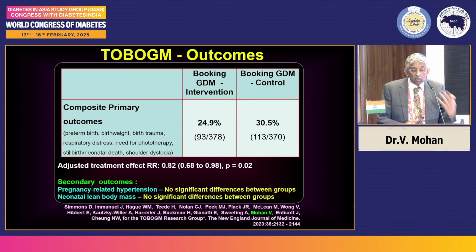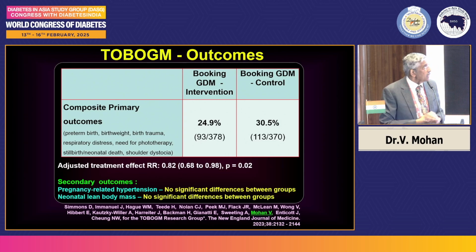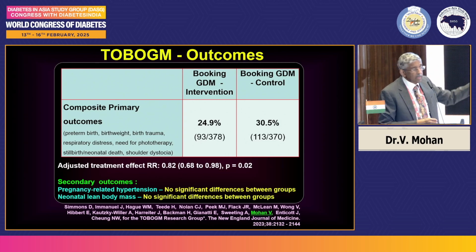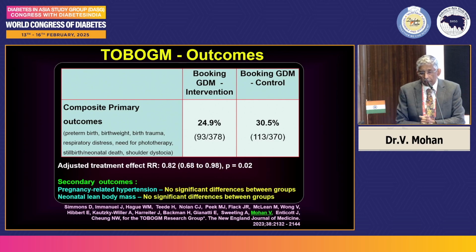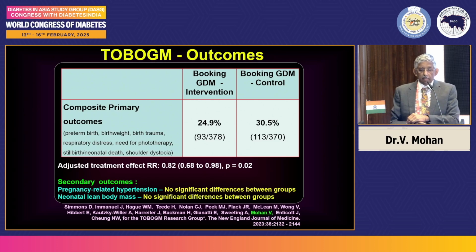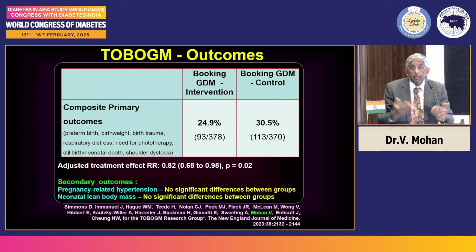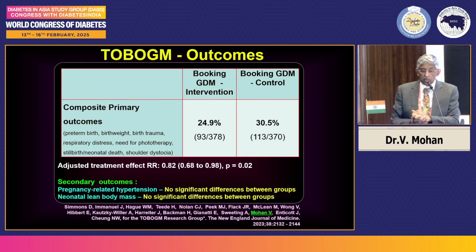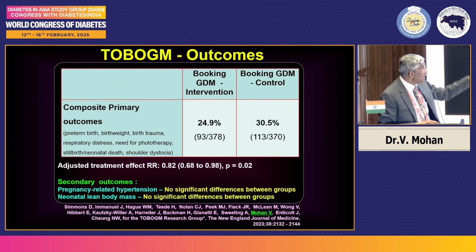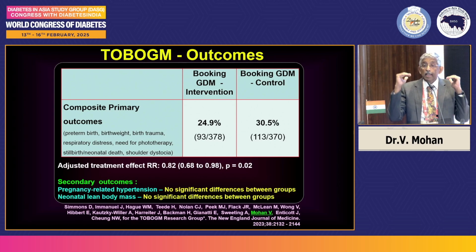Okay? The good news was that by treating early GDM, there was a significant reduction in the bad outcomes, the composite primary outcomes, which included preterm birth, birth trauma, shoulder dystocia, neonatal deaths. Even NICU admissions were reduced. So those who needed admission to the ICU, that was also reduced, and this was highly significant statistically. So the first part of it, that treatment is effective and beneficial, was established.